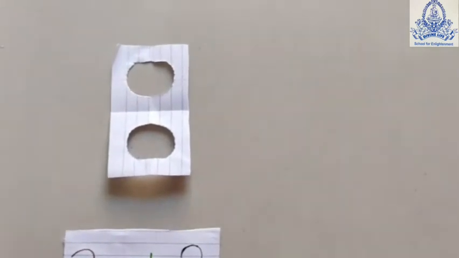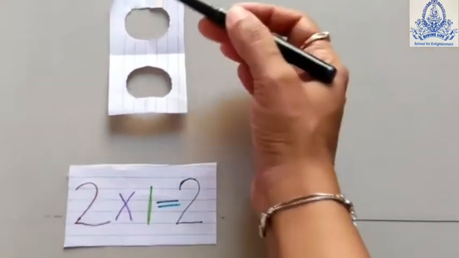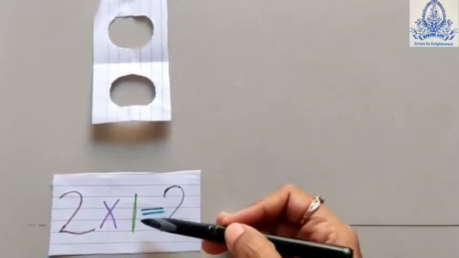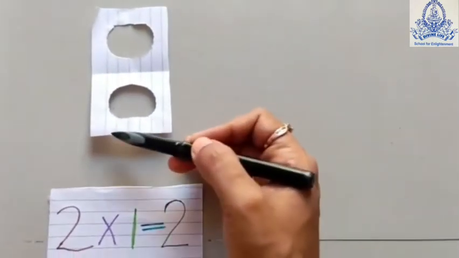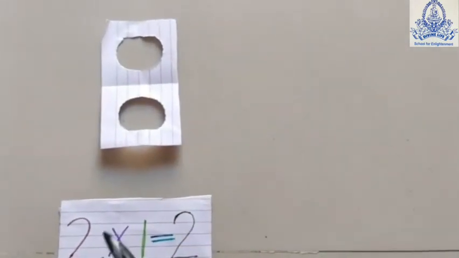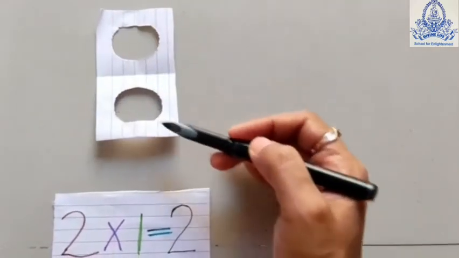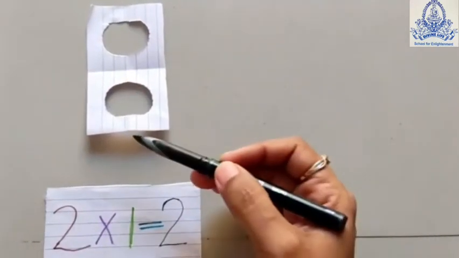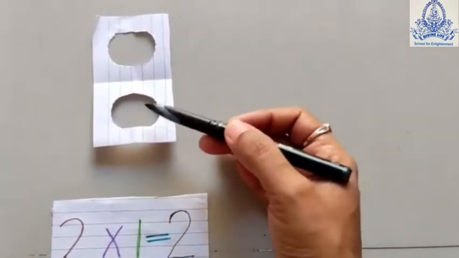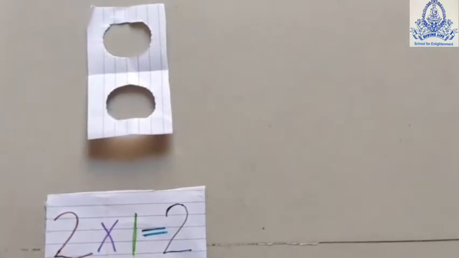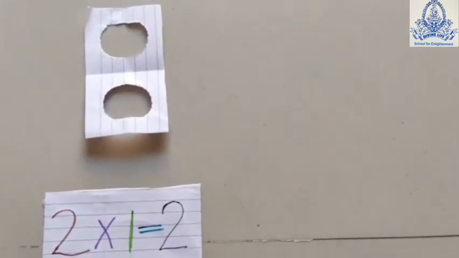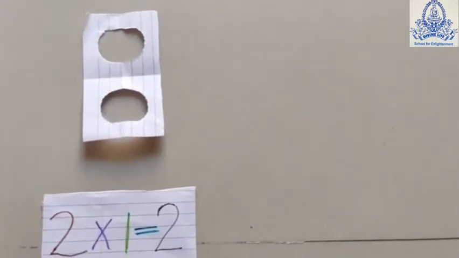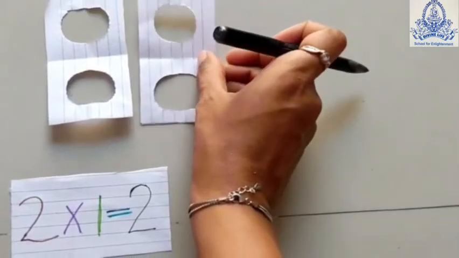2 is the number of cards in this box and 1 represents the set of the box. So 2 times 1, 2 times 1 set of box. So 2 times 1 set is equal to 2. Now again to this box I am going to add one more set of box.